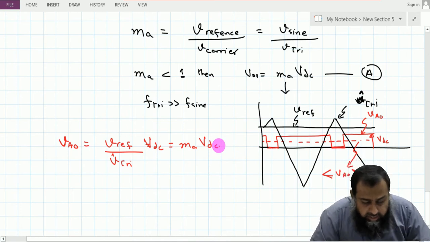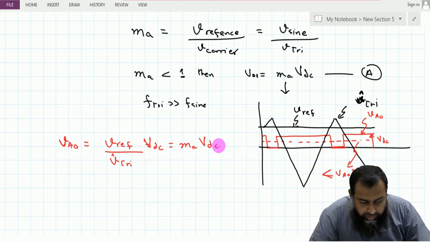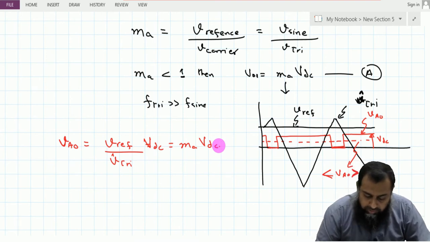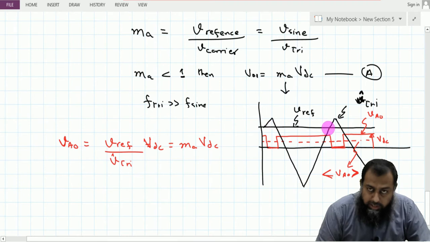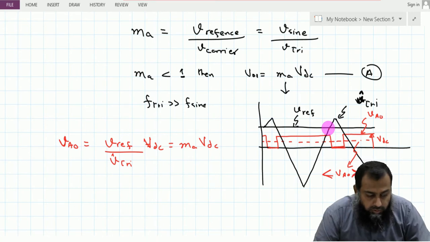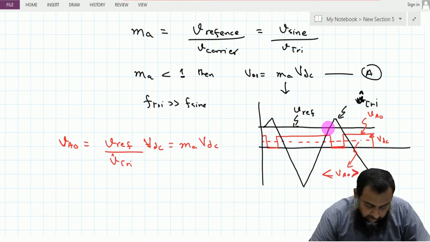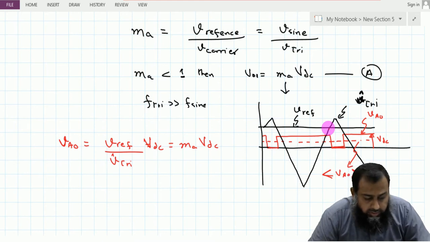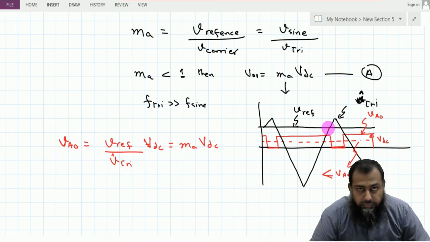Now this instantaneous average value of VA naught varies from one switching time to the next, because it's a sinusoidal waveform. Somewhere it occupies a greater area, and somewhere less area, and consequently the average output value VA naught gets different values with respect to the voltage of the reference waveform. So this instantaneous average value is the same as the fundamental frequency component of VA naught. For this reason, we always choose V reference to be sinusoidal so that it provides a sinusoidal output voltage with fewer harmonics.